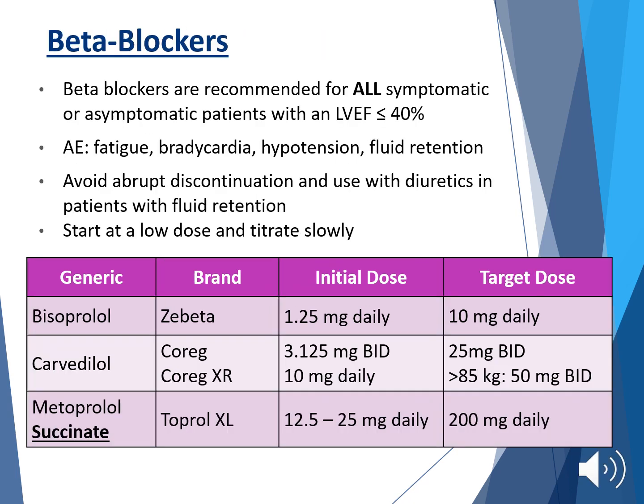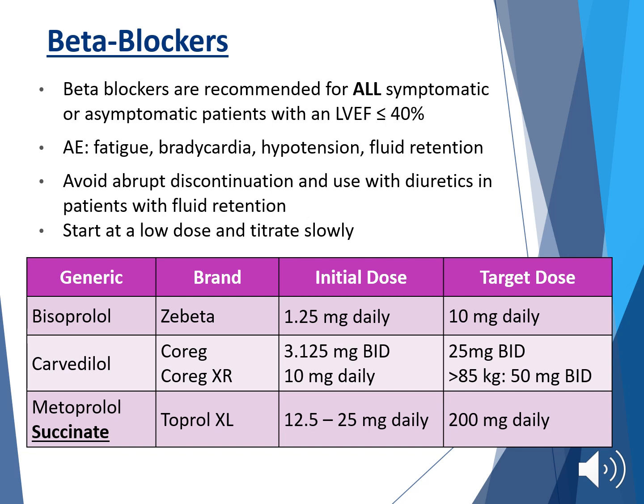The next class of medications are beta blockers. So these medications are recommended for all symptomatic or asymptomatic patients who have an ejection fraction of 40% or less. The three beta blockers that are currently indicated and have evidence for heart failure are bisoprolol, carvedilol, and metoprolol succinate. Of note, metoprolol tartrate does not have evidence of benefit in heart failure, so we only use succinate.